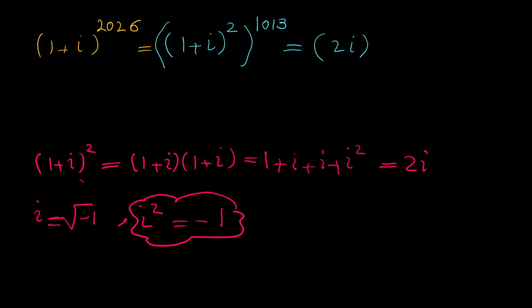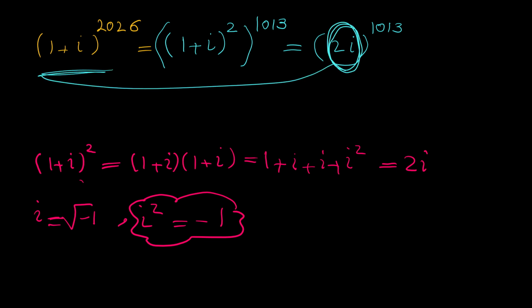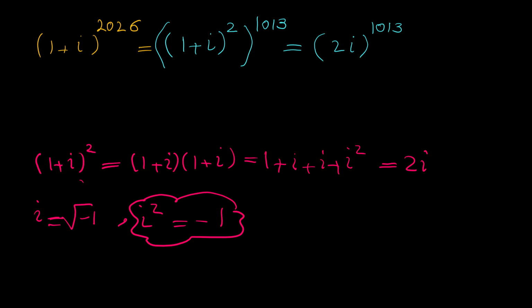So we write the expression inside the bracket as 2i, and now we have to raise this to the power of 1013. Why is this much better than the previous form? Because now we have only one single term in the bracket, and simply we have to raise 2 to the power of 1013 and i to the power of 1013. So this equals 2 to the power of 1013 times i to the power of 1013.